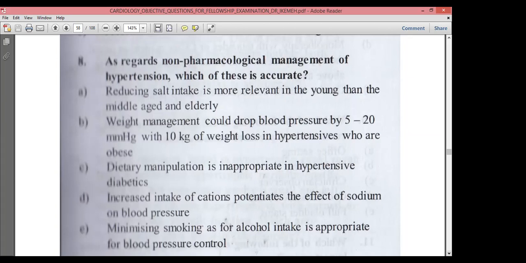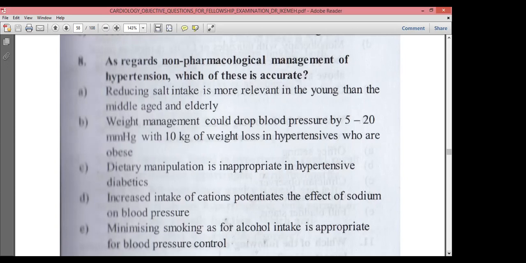Now, looking at the other options, if we start with E, minimizing smoking as for alcohol intake is appropriate. Of course, we know that the recommendation for smoking is to quit, not to minimize, as is being purported for alcohol in the previous guidelines. But we know now that the World Heart Federation is actually pushing for quitting alcohol as well, the same way you quit cigarettes. But as of the time of this book, for alcohol it was to reduce it, and for cigarettes it is complete abstinence.